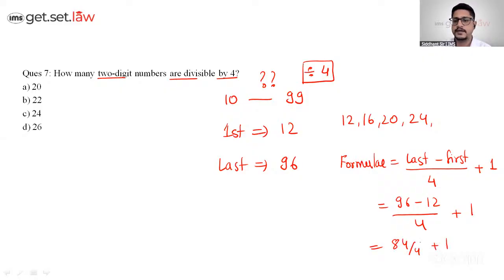Follow the BODMAS rule, so keep it in mind. First we divide. So it will be 21 plus 1. The answer would be 22. That should be the right answer.